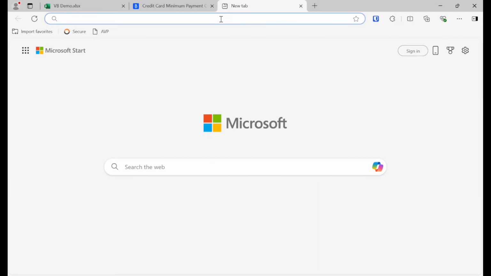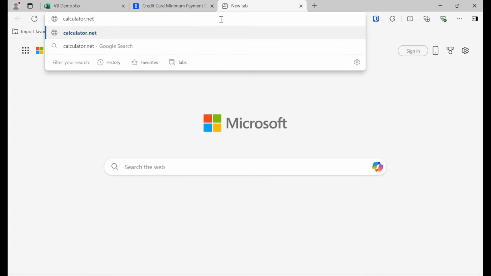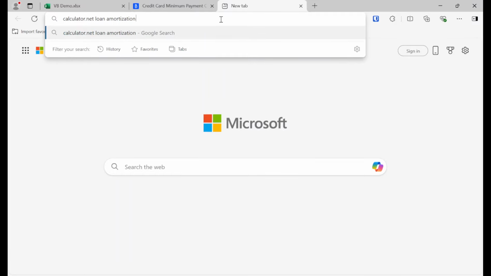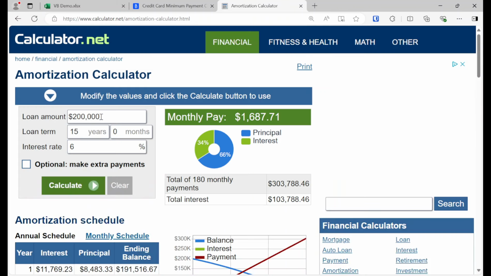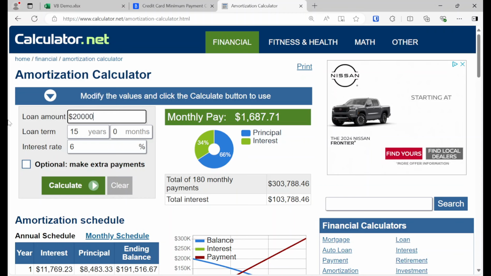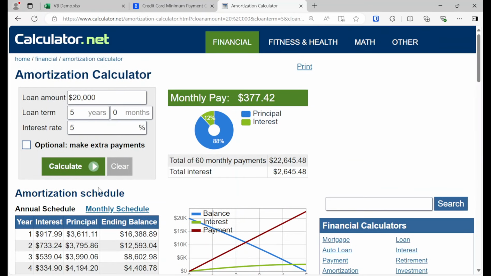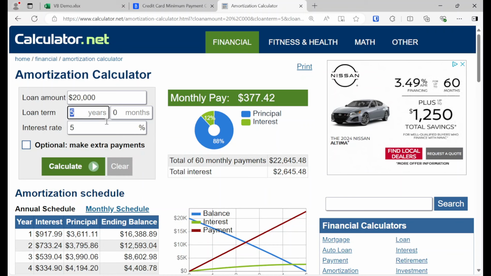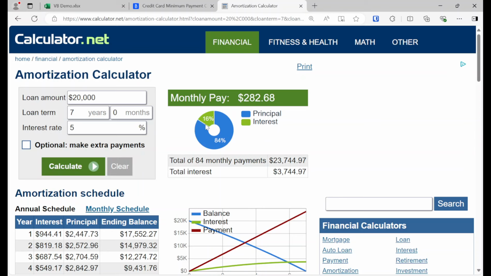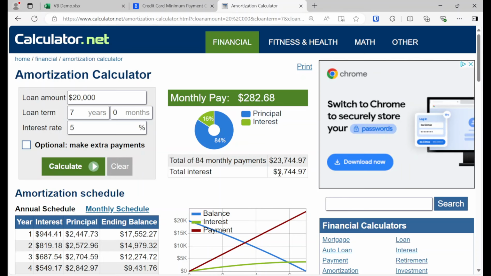So if you want to do that, just type in calculator.net loan amortization. And then go right here, and then just type in whatever you want. So the loan amount is 20,000, and then we do 5 years at, we'll say, 5%. Car loans typically are 5 to 7 years. So one of the things you will really want to consider is that the longer the number of years, the lower the payment, but the higher the interest, right? So this is a little bit lower and the interest is slightly higher.